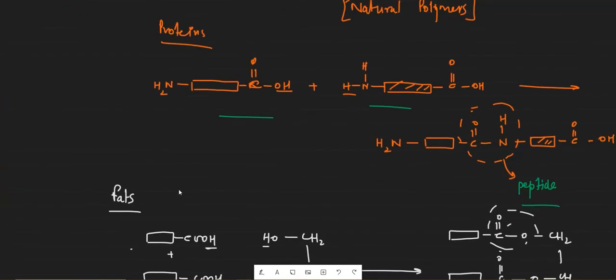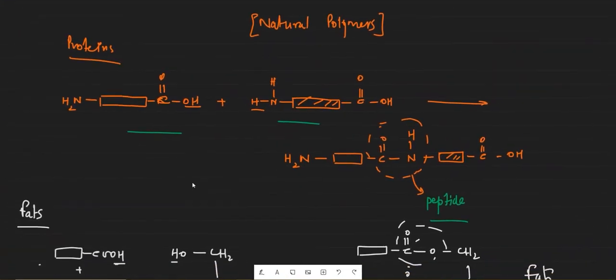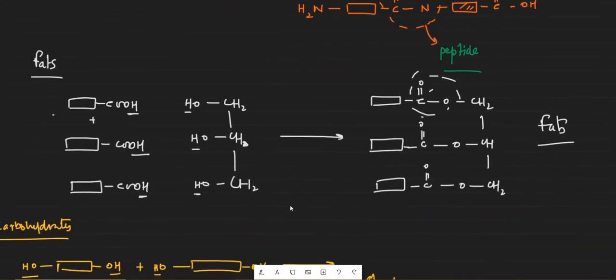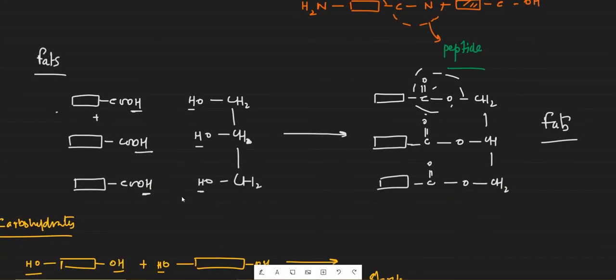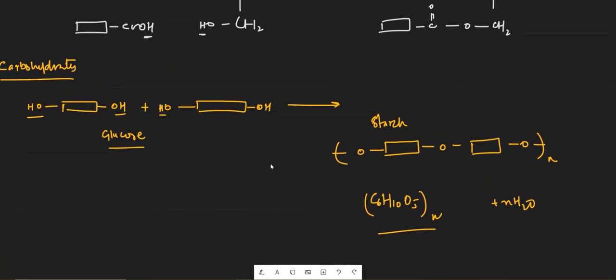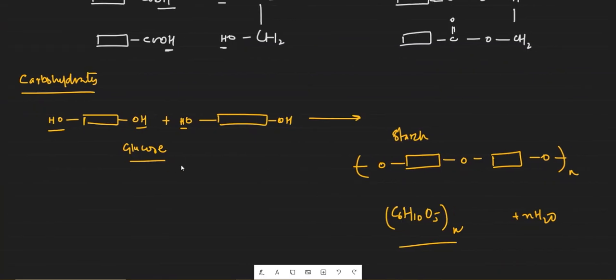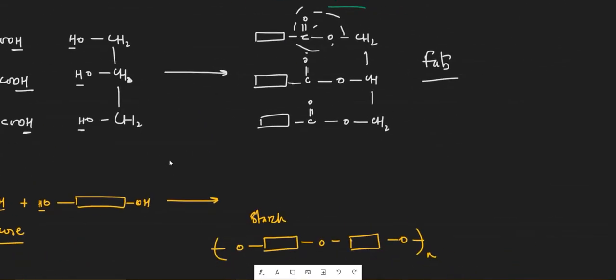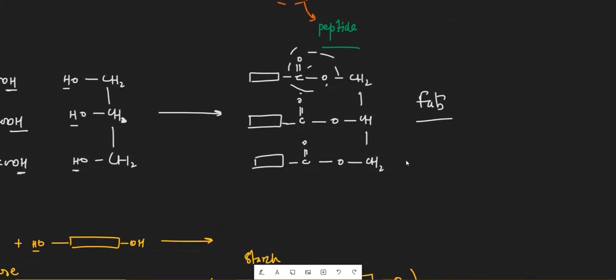And similarly, with these natural polymers, if you reverse this reaction, if you hydrolyze it, which means that you're using water to break down a compound. If you hydrolyze a protein chain, it will break down into amino acids. If you hydrolyze fats, they are going to break down into carboxylic acids and alcohols. If you hydrolyze starch, you are going to get glucose or simple sugars. So that is basically most of the chapter done.